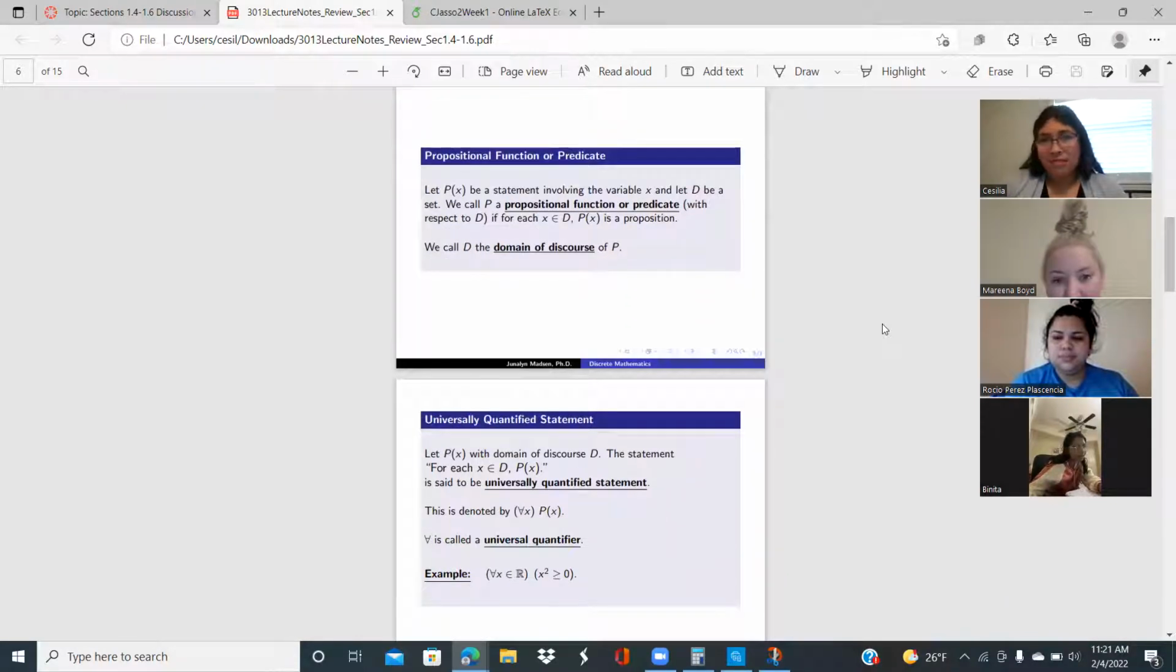Marina. Oh, let P of X be a statement involving the variable X and let D be a set. We call P a propositional function or predicate with respect to D if for each X, I'm so sorry, what's that symbol called? It means an element of D, P of X is a proposition. We call D the domain of discourse of P.